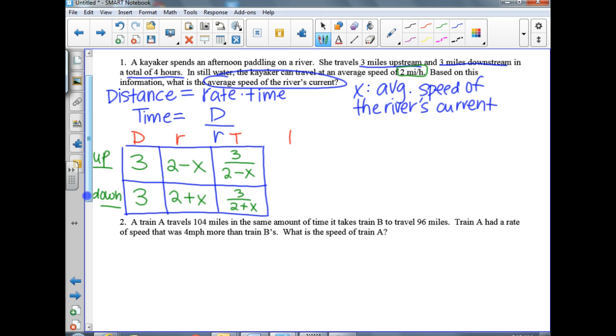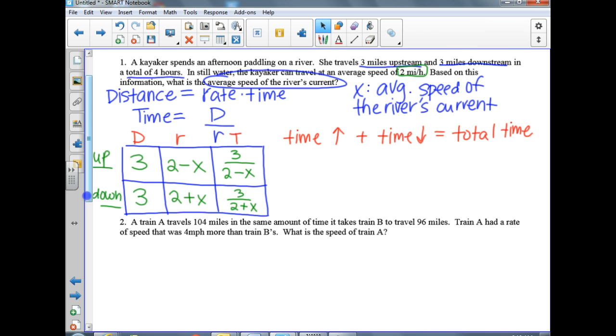Okay, so our equation is going to be the time going upstream plus the time going downstream equals the total time. Really scary. You have your time going upstream, that's why I did the up arrow. You have your time going downstream, and then you have your total time.